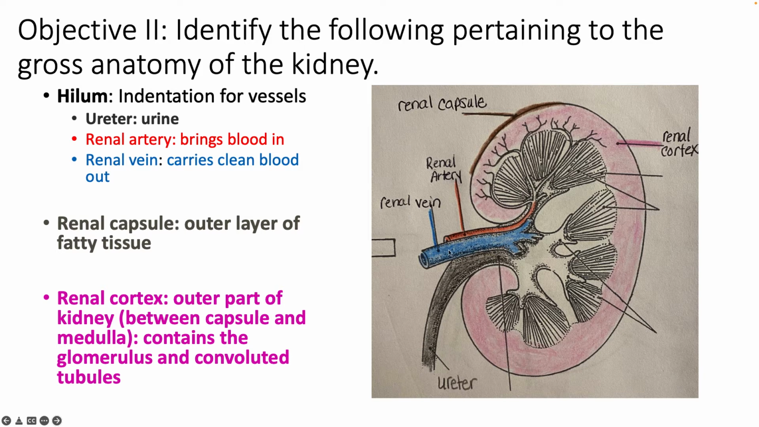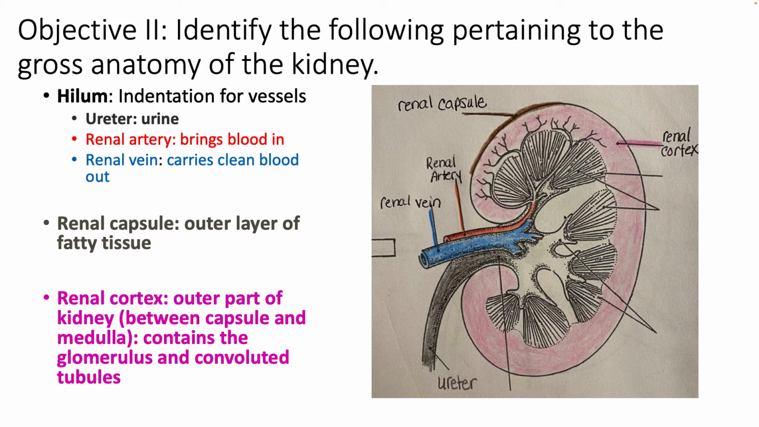So our clean blood leaves via the renal vein. Our renal capsule is kind of this fatty covering on the outside of the kidney. And so if we ask what the outside layer of the kidney is, we're talking about the renal capsule. If we're talking about this thicker layer in between the renal capsule and the renal medulla here, which we'll get to shortly, we're talking about the cortex. This renal cortex is going to be what contains the glomerulus and the convoluted tubules, which we'll identify here shortly. All right, so that's our renal cortex.